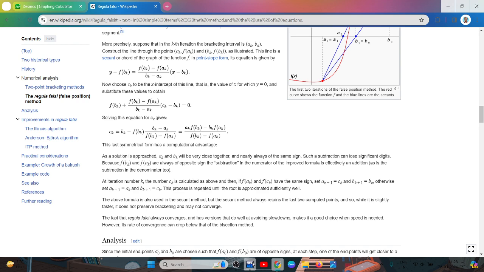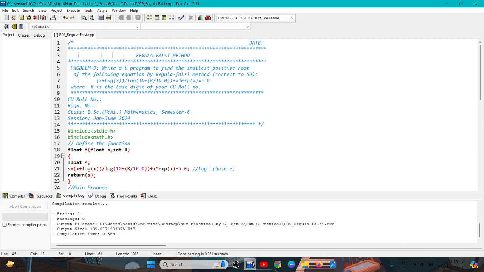Now we come to the C programming for the Regula-falsi method. Problem 9. Write a C program to find the smallest positive root of the following equation by the Regula-falsi method, correct to 5 decimal places: x plus ln x whole divided by ln of bracket 10 plus r by 10 bracket close, plus x into e to the power x equal to 5, where r is the last digit of your C roll number.